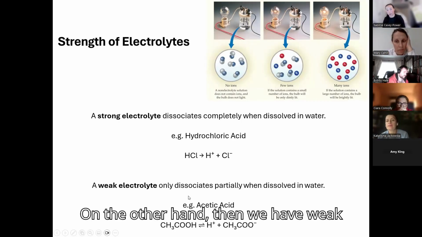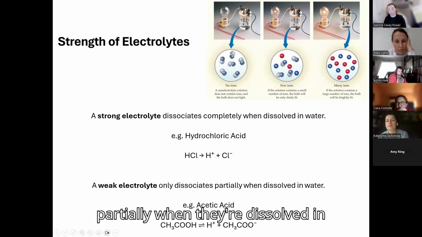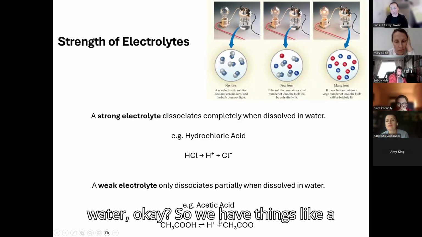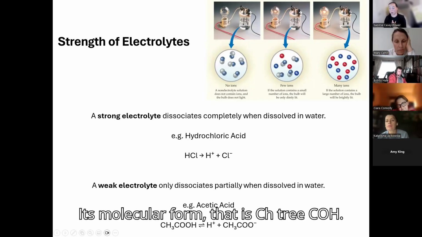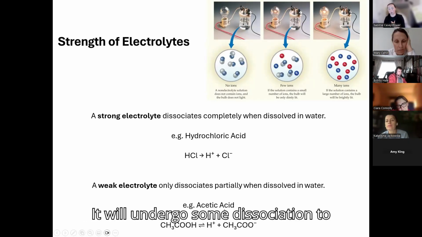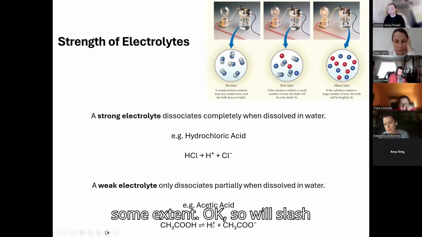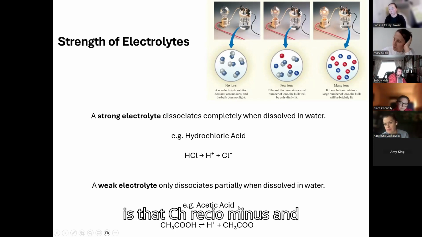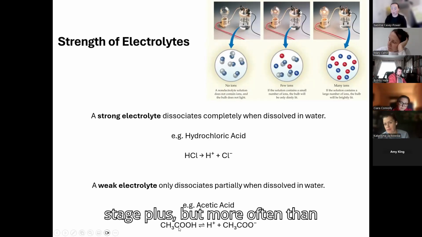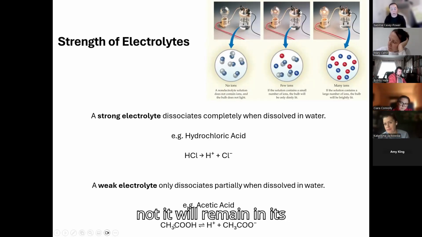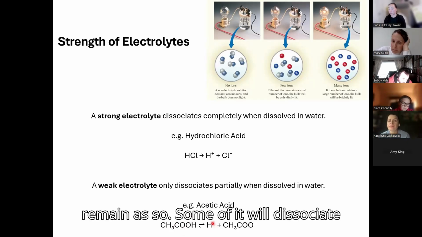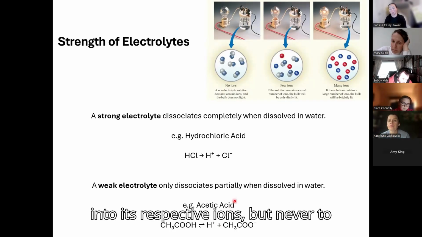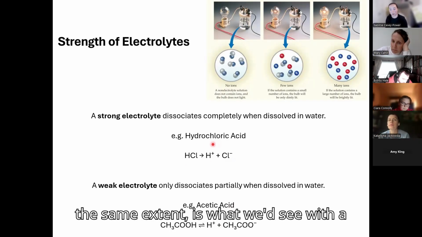On the other hand, we have weak electrolytes that only dissociate partially when they're dissolved in water. We have things like acetic acid, or common vinegar. Its molecular formula is CH3COOH. It will undergo some dissociation to some extent. It will split into CH3COO- and H+, but more often than not, it will remain in its undissociated form, as over here. Some of it will dissociate into its respective ions, but never to the same extent as what we'd see with a strong electrolyte.